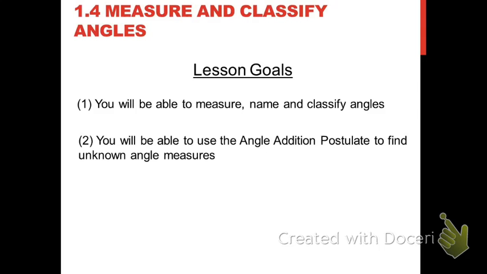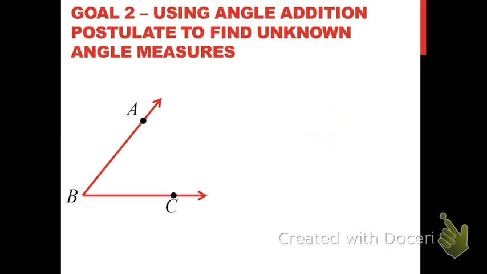Now, if you recall, we already focused on lesson 1 that you will be able to measure, name, and classify angles. And so, we're moving on a little bit right now. And we're going to talk about how you can use the angle addition postulate to find unknown angle measures. Angle addition postulate, one of those two postulates you wrote down in your assignment for us the other night.